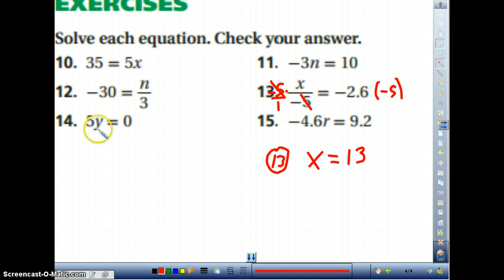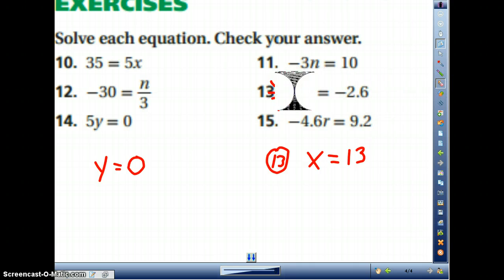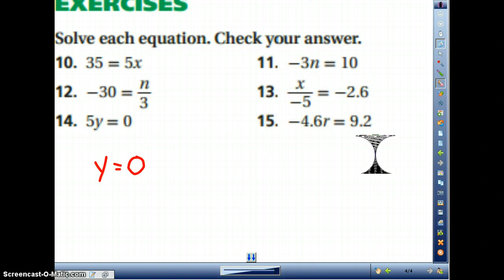Okay, over here on 14, I want to know what y is. How do I undo multiplication by 5? Yeah, and what you do to one side, you must do to the other. I get y equals 0 divided by 5. What's another name for 0 divided by 5? 0, yeah. You could sort of tell that just from the problem, right? 5 times what gives you 0? Yeah, it should have been 0.